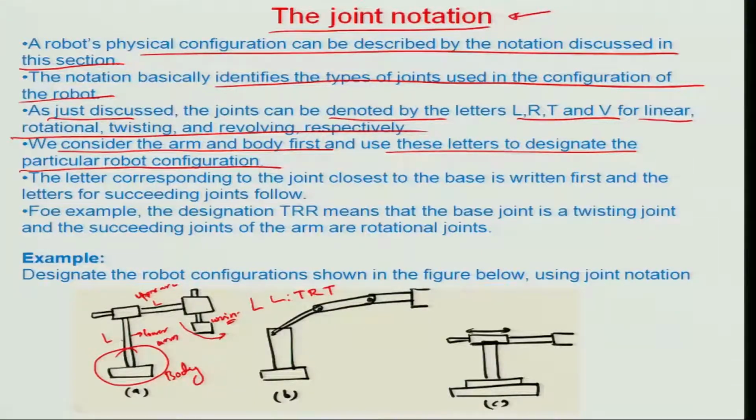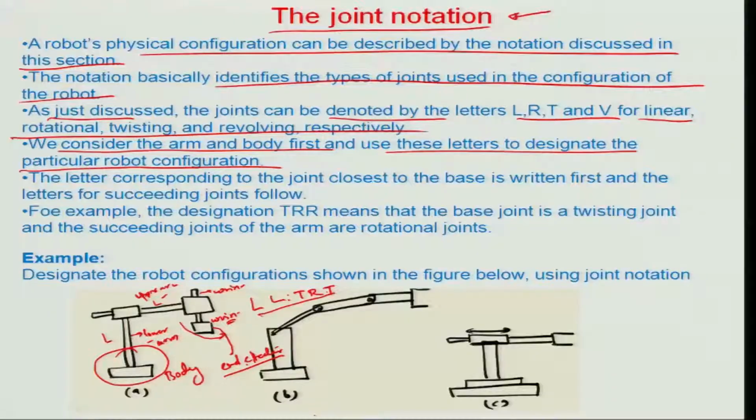So, you have the lower arm, you have the upper arm, you have the wrist here and then you have the end effector here. So, this can be represented by LLTRT, which means that you have a linear lower arm, a linear upper arm, a twisting wrist and also a rotational wrist and a twisting end effector. So, this is how we describe the full configuration of this particular case A of the robot. Similarly, you can make other configurations B and C, which we will probably discuss a little later.